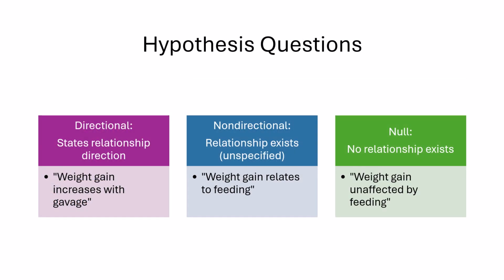Now, for hypothesis questions, which come up a lot, there are 3 main types you need to know. A directional hypothesis states which way the relationship goes, like weight gain increases with garbage feeding. A non-directional hypothesis just says there's some kind of relationship without specifying direction. Weight gain relates to feeding method, and the null hypothesis says no relationship exists. Weight gain is unaffected by feeding method. The exam often asks you to identify which type is being used in a scenario, so make sure you can spot the differences.